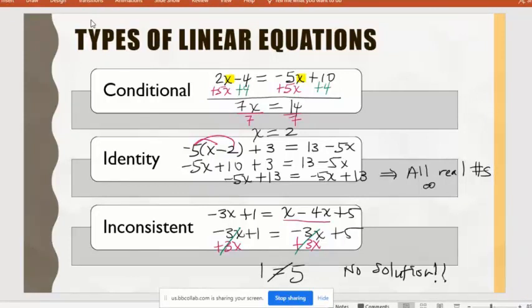Okay, any questions so far? Is there no solution option in XYZ? Let's see. You may end up typing DNE for does not exist. Okay? But if that doesn't work, let me know.